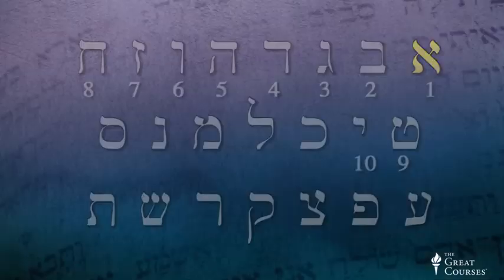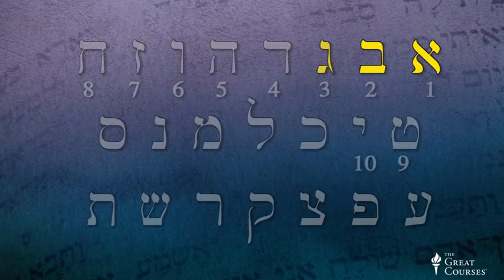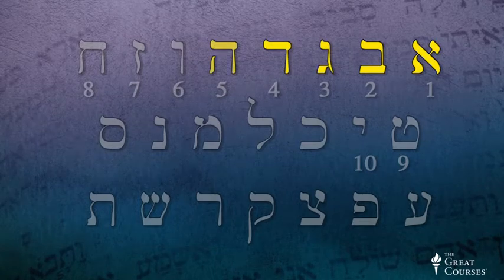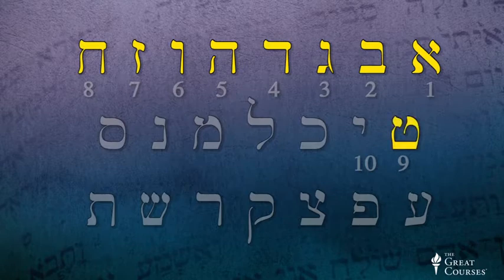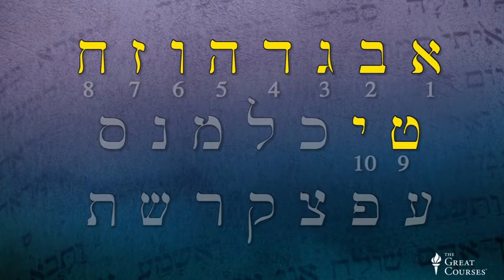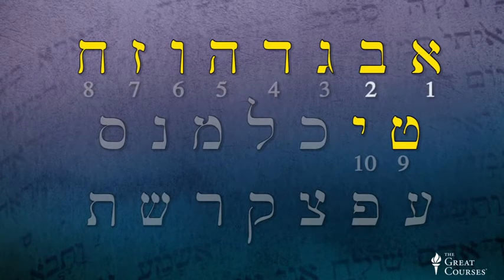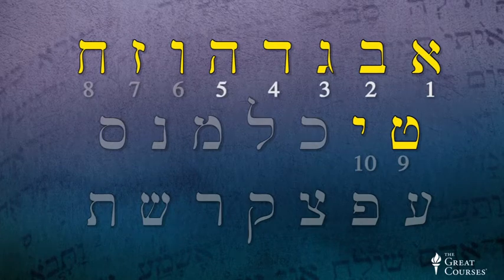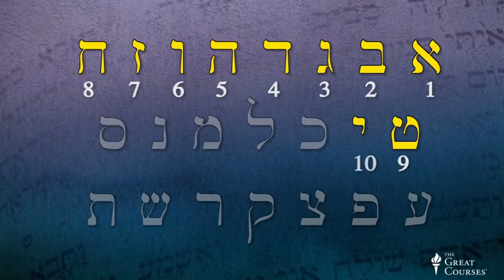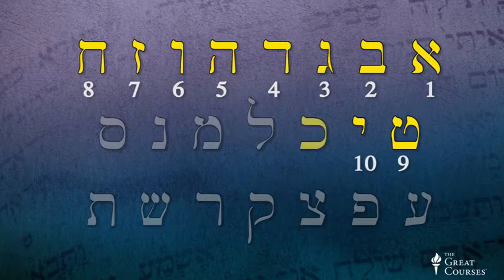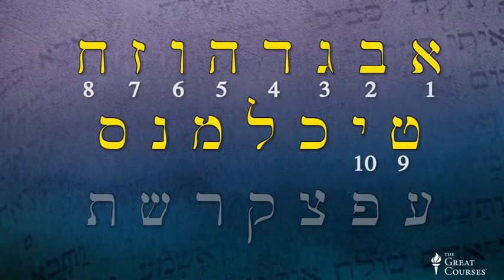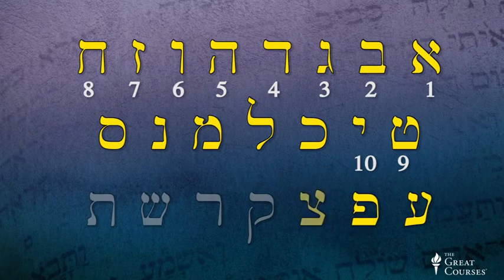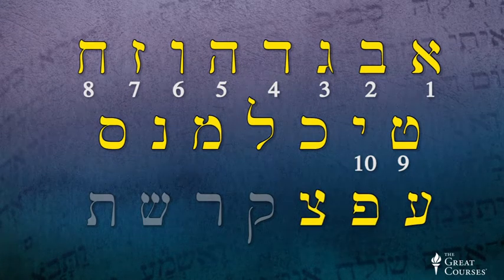Let's pause to review. We started out with Aleph, Bet, Gimel, Dalet, Hey, Vav, Zayin, Chet, Tet, and Yud. Remember that those are also shorthand for numbers. Aleph is 1, Bet is 2, and so on up to Yud equals 10. Now we have Kaf, Lamed, Mem, Nun, Samach, Ayin, Pei, and Tzadi. Say them along with me, please.